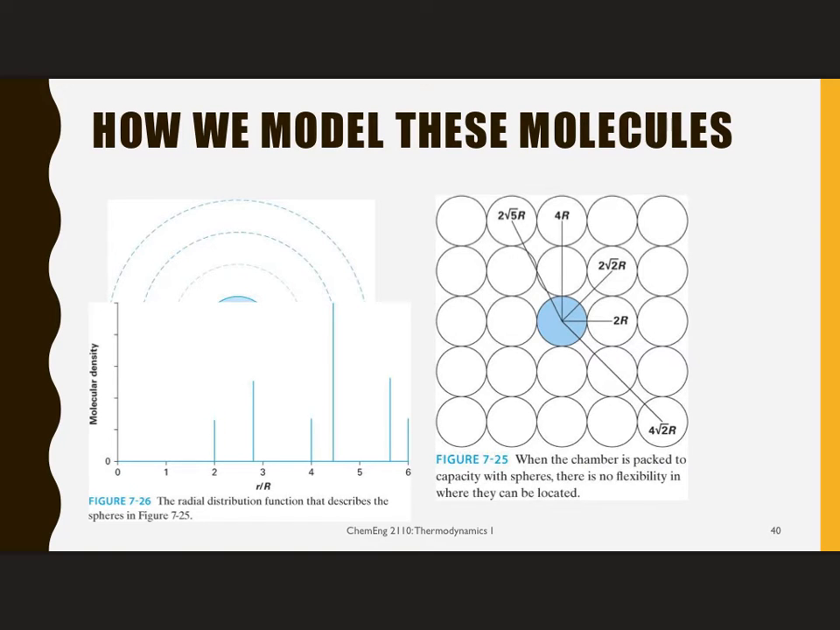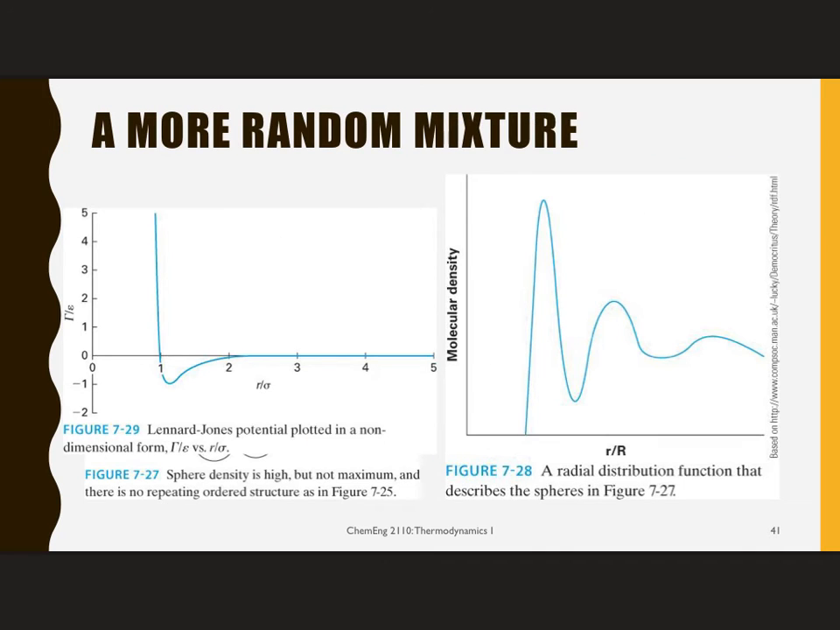And then for our packing, we say, okay, well, I have 1, 2, 3, 4 of those that are at a distance of 2r. And the distance 2 square root of 2r, I have 1, 2, 3, 4 of those, and so forth. And you can go through and mark those in, and that gives us a radial distribution function of our starting mixture. But if we allow things to move, then that's going to change over time.